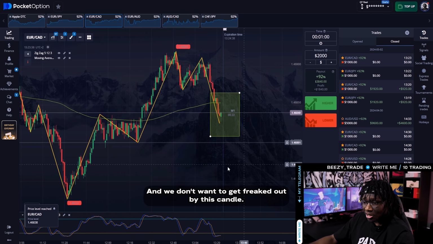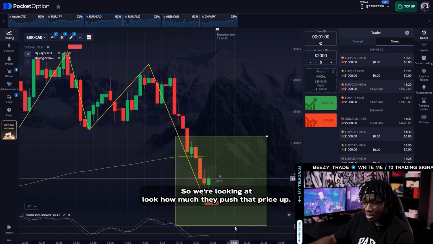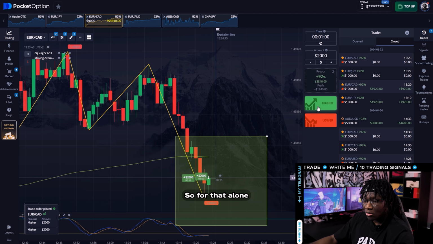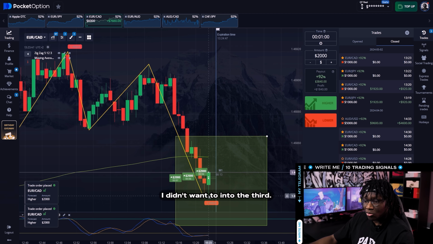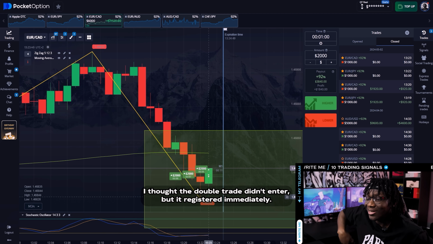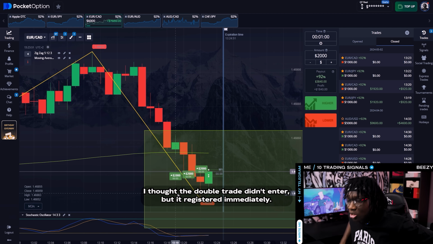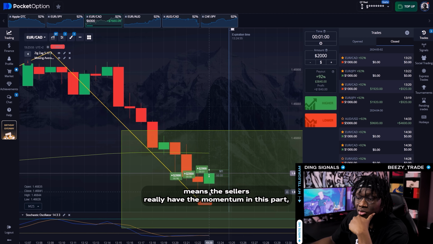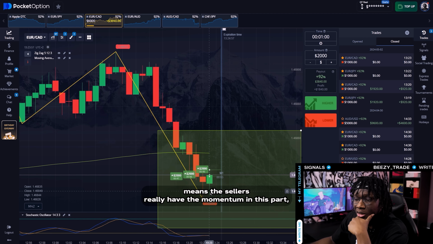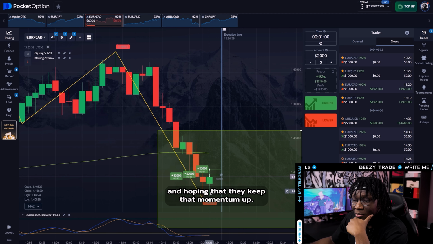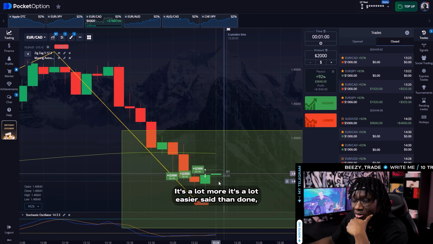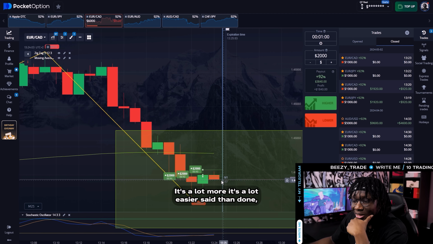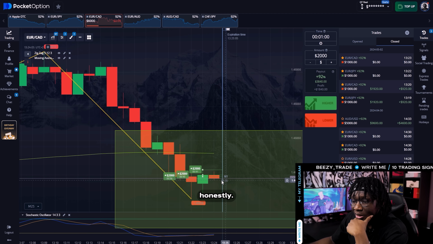And we don't want to get faked out by this candle. Look how much they pushed that price up. So for that alone, I didn't want to enter the third. I thought the double trade didn't enter, but it registered immediately. But just seeing how far the price had been pushed up means that the sellers really have the momentum in this part. And hoping that they keep that momentum up is a lot easier said than done, honestly.